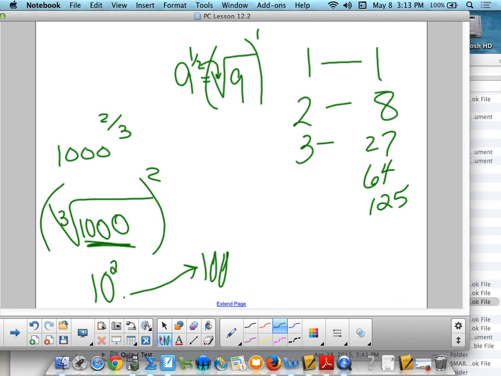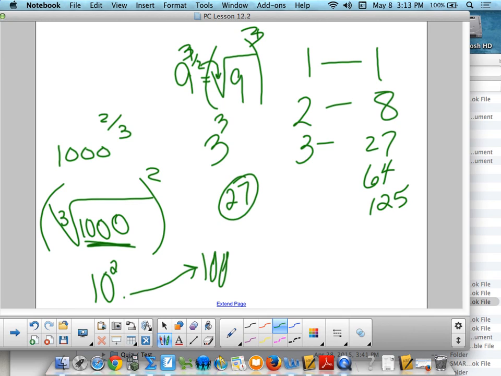What's the square root of 9? 3. 3 to the first, 3. 9 to the 1/2 is 3. If this would have been 3, that would be 3, 3, 27.